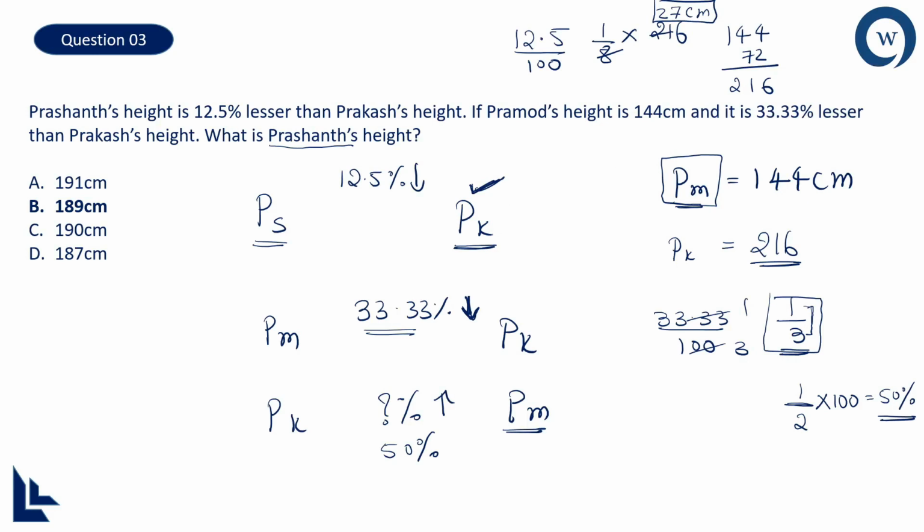And what is Prakash's height? 216, right? What is 216 minus 27? It is nothing but 189 centimeters. See, I have not taken any x value. I have not taken any sort of algebraic functions over here. Still, I got the answer just purely with the concept of percentage, and that's the power of the percentage concept.